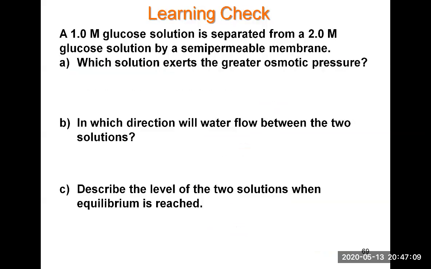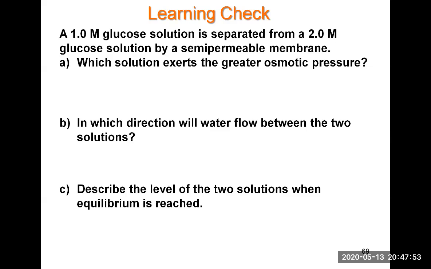So let's practice with a learning check here to see how we understand this. A 1 molar glucose solution is separated from a 2 molar glucose solution by a semi-permeable membrane. So imagine the same type of container as we saw in the previous slide, and let's imagine that we have 1 molar on the left side and a 2 molar glucose solution on the right side. And there is a semi-permeable membrane between the two. So which solution exerts the greater osmotic pressure?